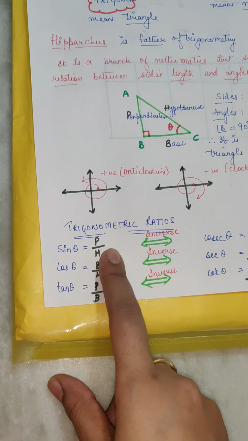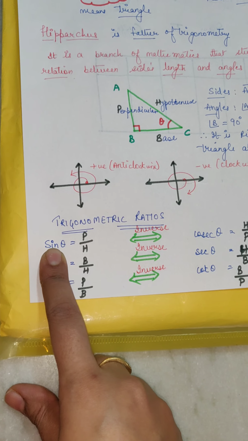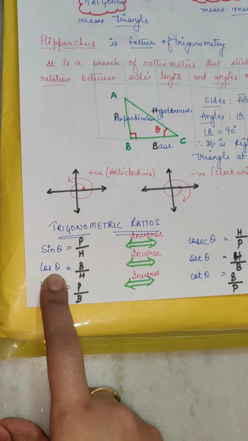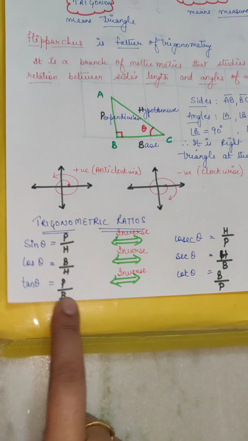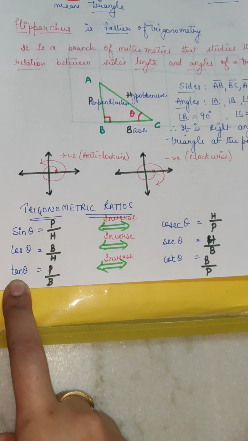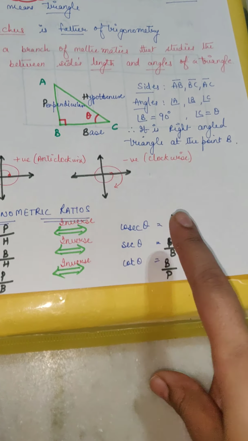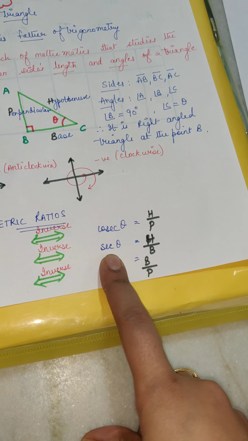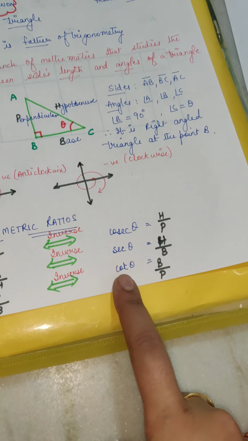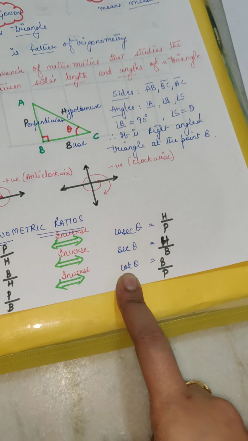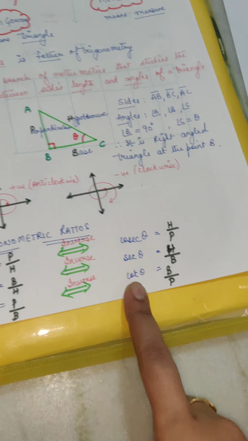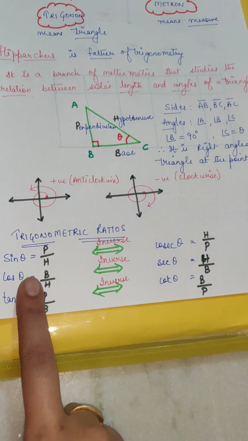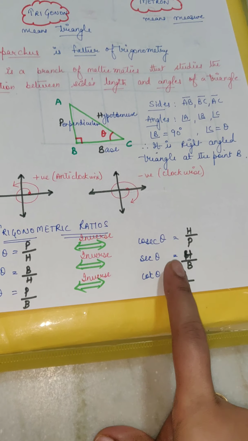So I have given this ratio the name sine of theta. This ratio I have given the name cos of theta, cosine of theta. Then this I have given the name tangent of theta, tan theta. This I have given the name cosec theta. This I have named secant theta. This I have named cotangent, that is cot theta, right? So I have 6 trigonometric ratios, and that are sine theta, cos theta, tan theta, cosec theta, sec theta, and cot theta.